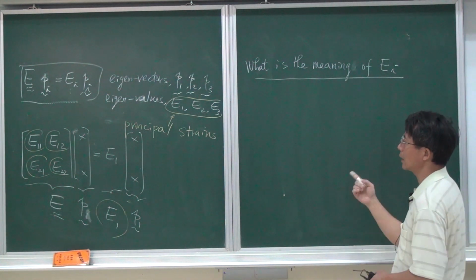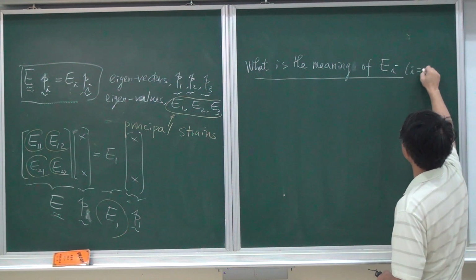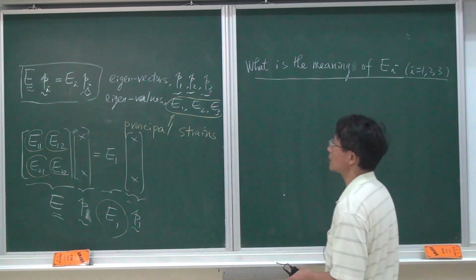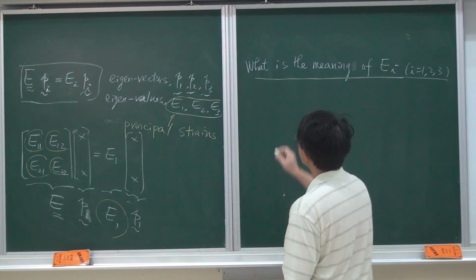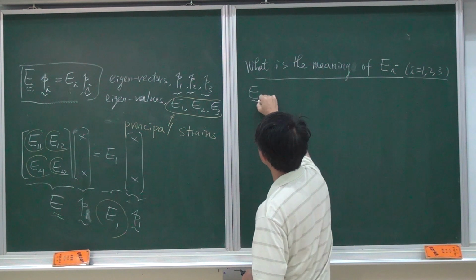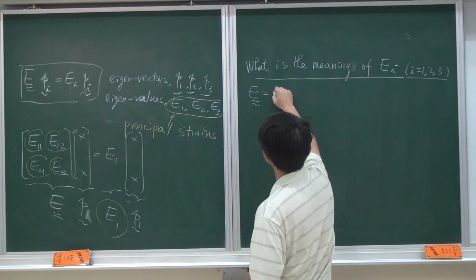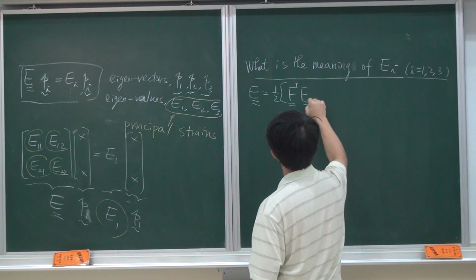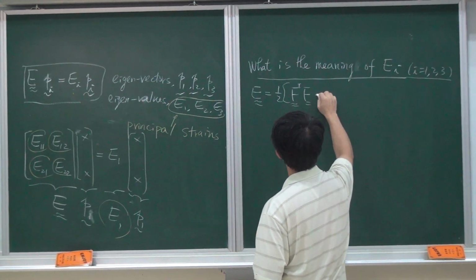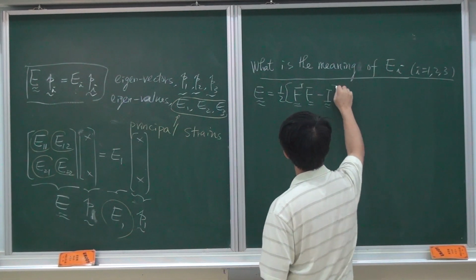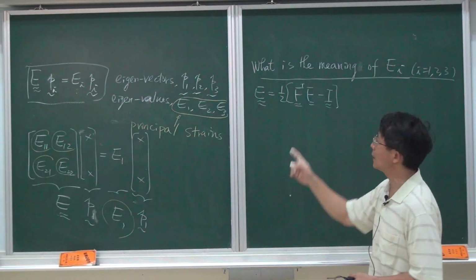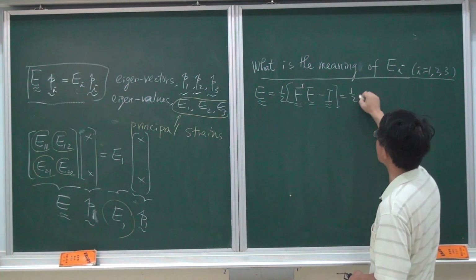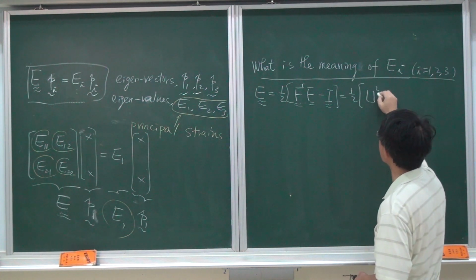Okay, what is the meaning of E1, E2, E3? Let me look at here. What is E? Okay, and this is the definition of the Lagrangian strain, but it can be expressed in terms of U squared.